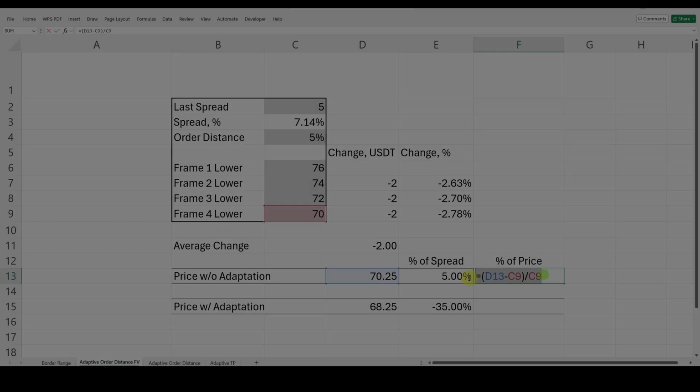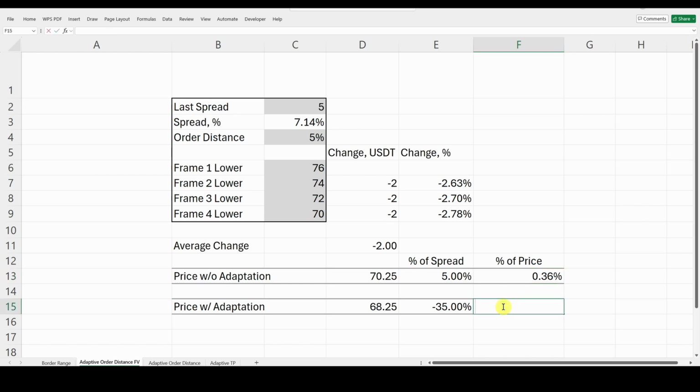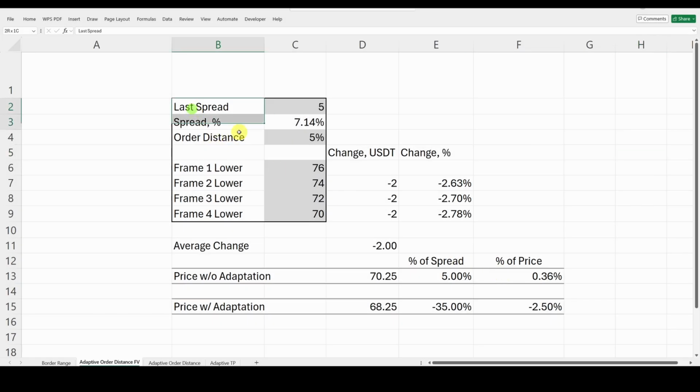Do the same for adaptation on, and you get minus 2.5%. Now we're talking, with the price going down minus 2.7% every frame, we set the order distance at minus 2.5% of that price. That's more like it. Alright, let's see what happens in this model if the trend goes up instead of down.